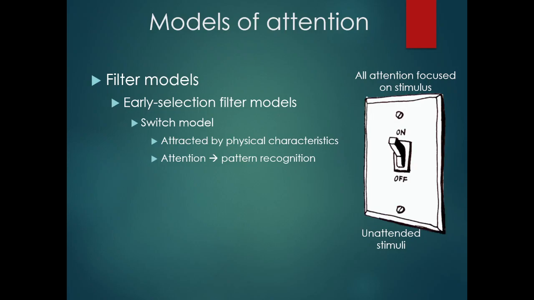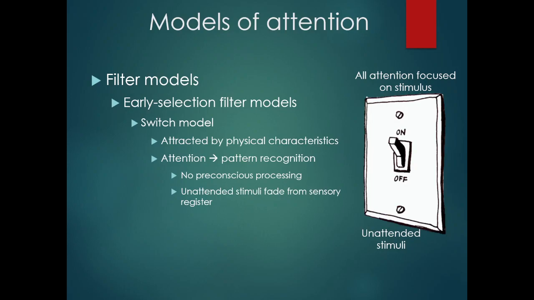Once you've placed your attention, then you will engage in pattern recognition, which is what we talked about in the last chapter, right? So you have to attend to something before you can recognize what it is, according to this model. According to this model, there's no preconscious processing where you sort of just know that it's there without even having paid attention to it. You have to be paying attention consciously.